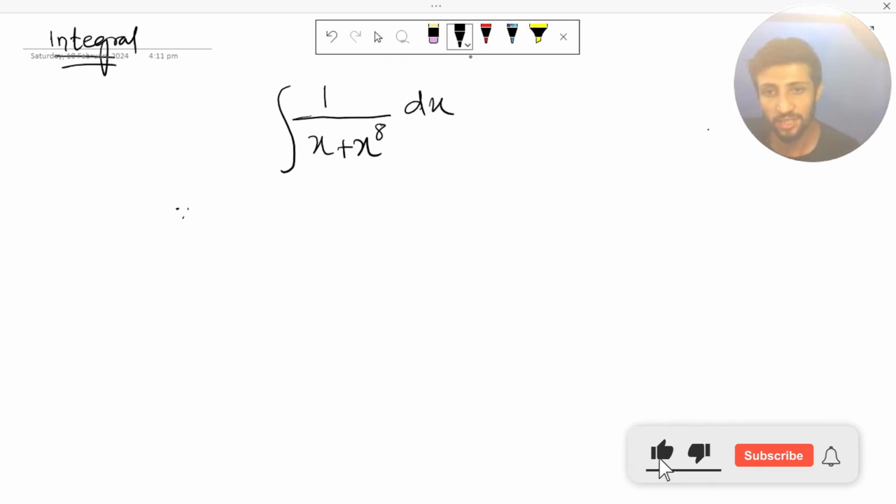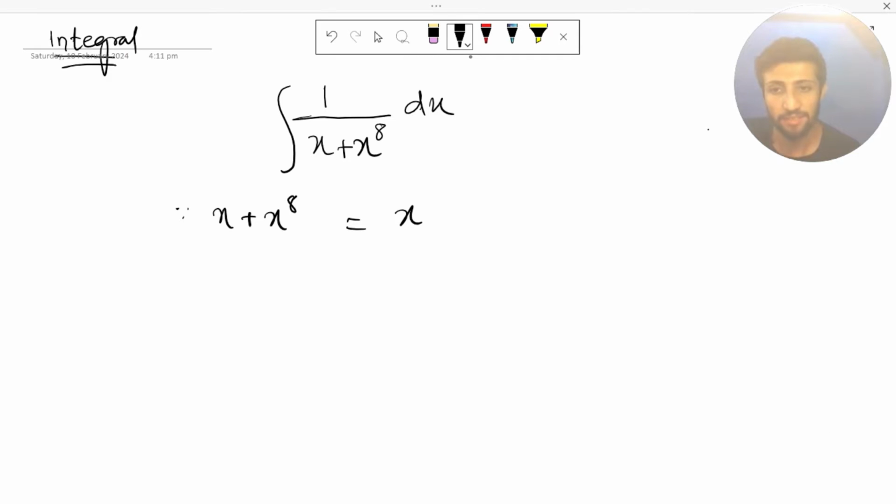If I try to convert x plus x^8 into partial fractions, taking x as common, this will be x times (1 plus x^7). But keep in mind that we don't need to take x as common or convert this into partial fractions. It is a possibility to solve this integral, but there is a much easier method.